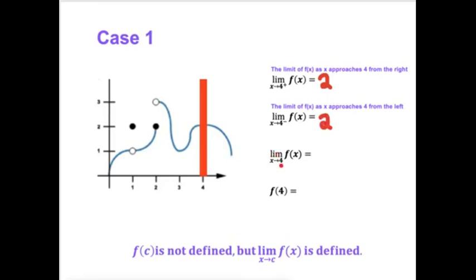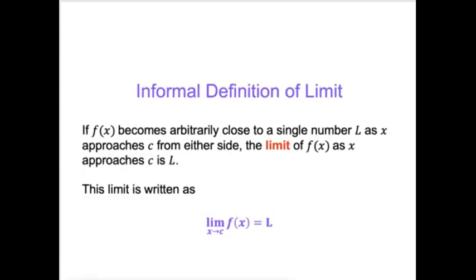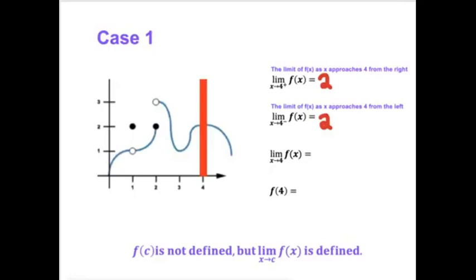So then we're asked, what is the limit as x approaches 4 of f of x? Well, we need to look back at the informal definition of a limit. If f of x becomes arbitrarily close to a single number L as x approaches c from either side, the limit of f of x as x approaches c is L. So the limit needs to be the same number from either side of 4. And if you look at the left and the right hand limits, those are both equal to 2. Our limit then, as x approaches 4 of f of x is equal to 2.